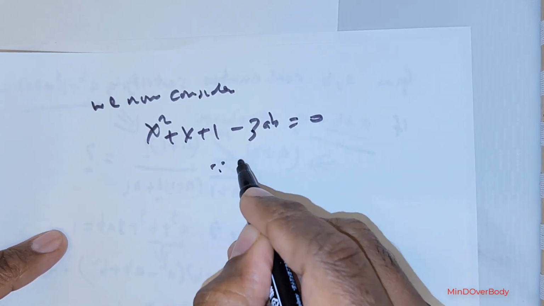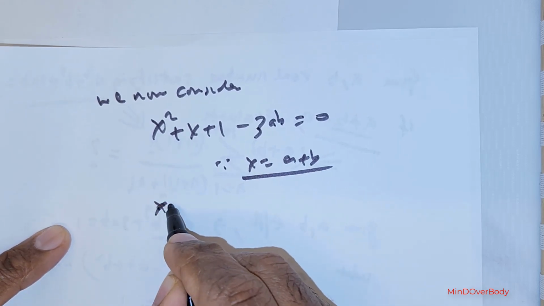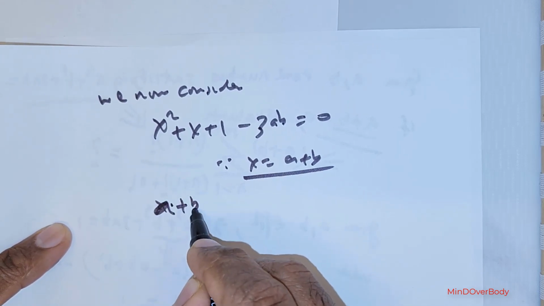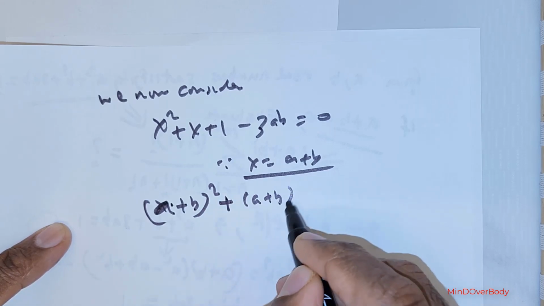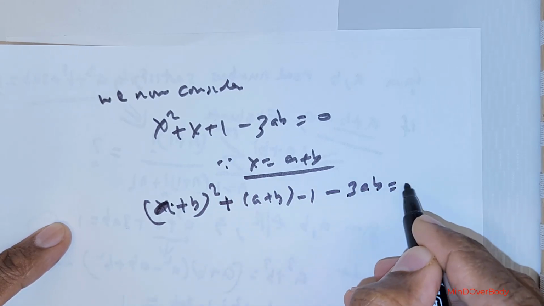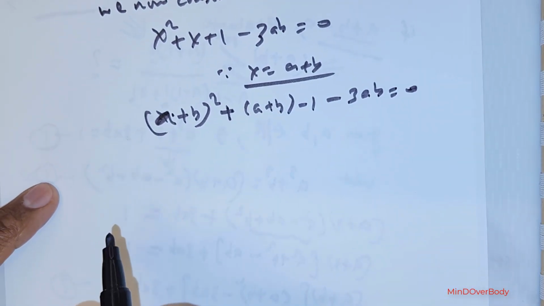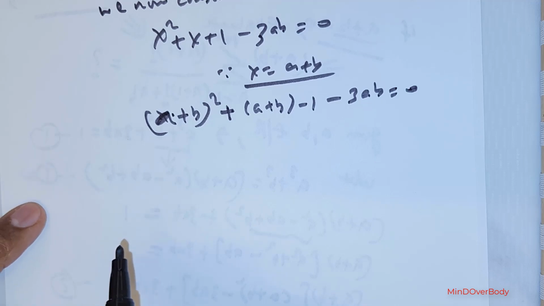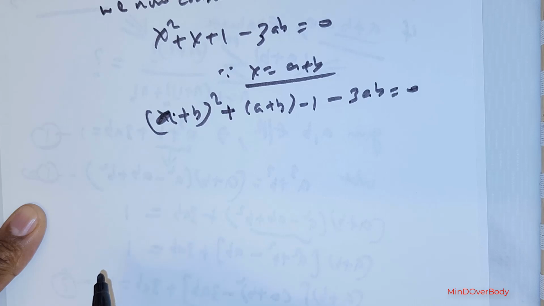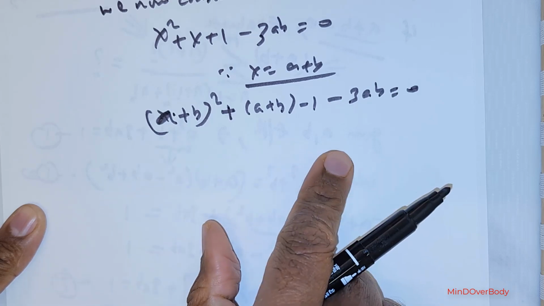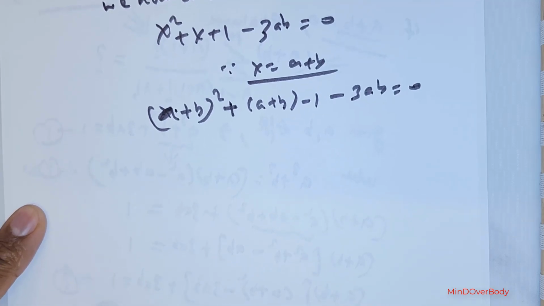We'll be considering this. Now since x is equal to a + b, I am going to revert back everything. So you have (a + b)² + (a + b) - 1 - 3ab = 0. This is what we have got. We are just reverting everything back to the value that we have just assigned, a + b. Now the question is, we will have to perform some alterations, right?